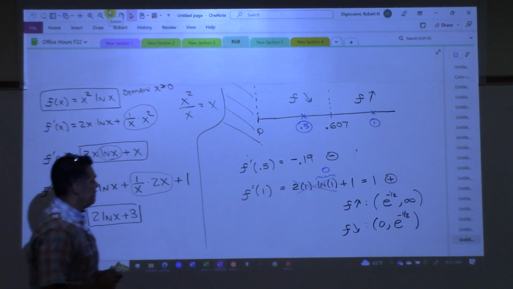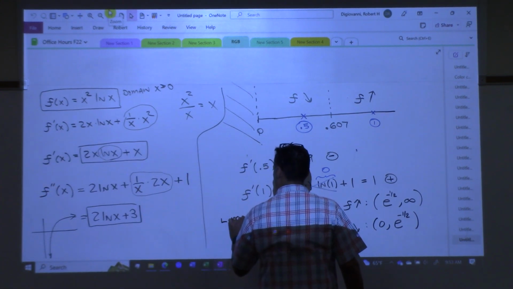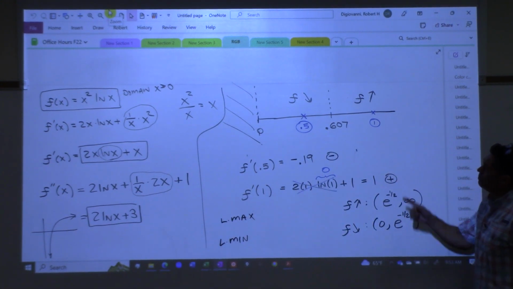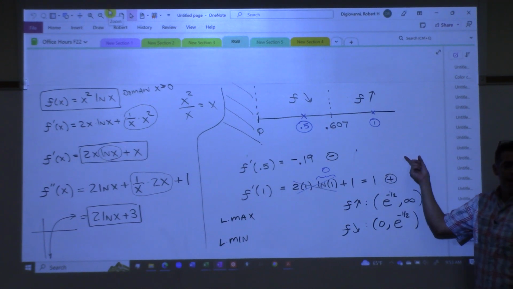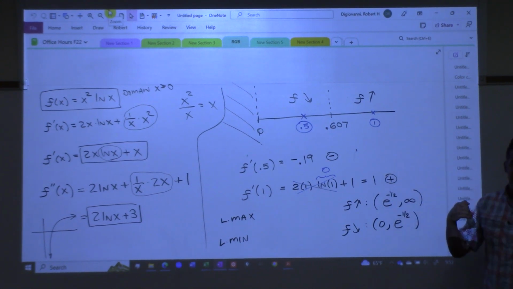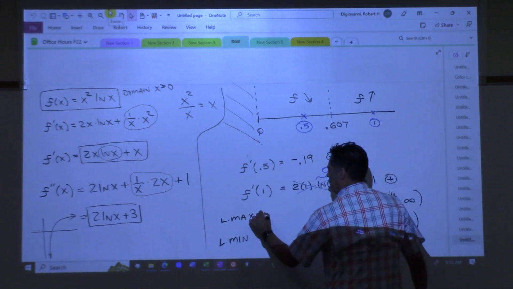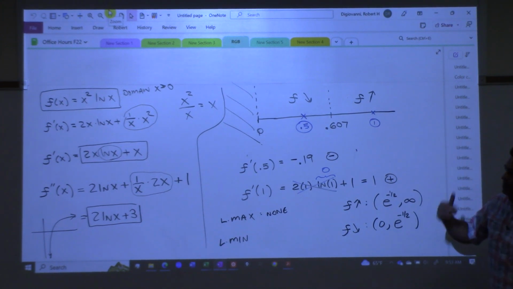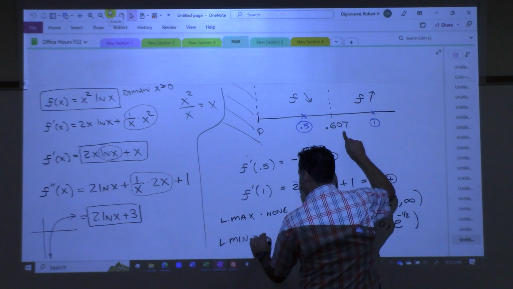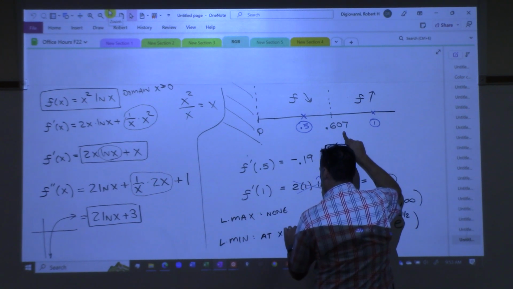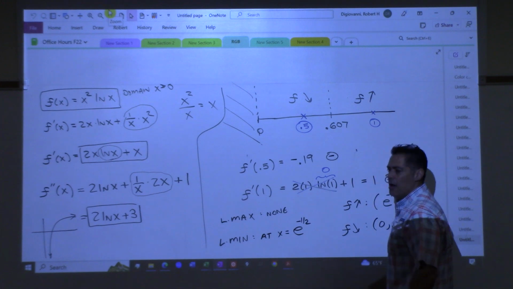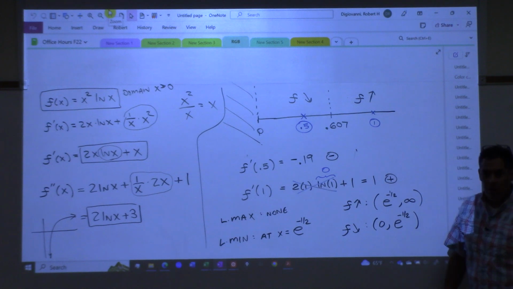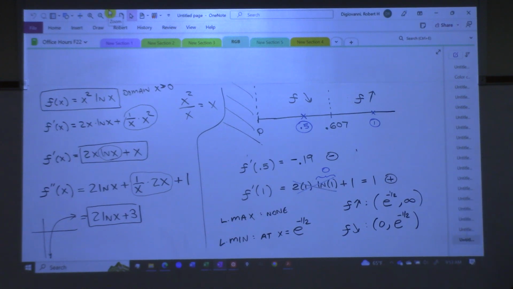All right. That's part A. Part B. Local max. Local min. Do we have a local max? What do you think? No, right? It never goes up and then back down. Never goes up. So none, right? Do we have a local min? Does it ever go down and up? Yes. It happens here at x equals e to the negative 1/2. And now if I wanted to know the value, I'd have to take that number and plug it into the original function, which I'll do on the computer here in a second.